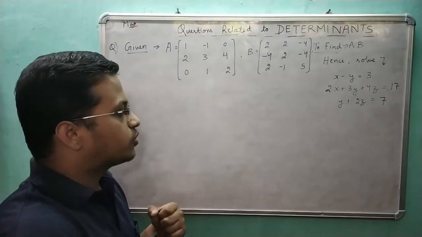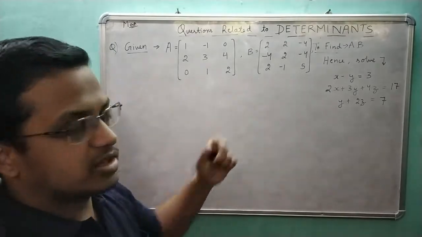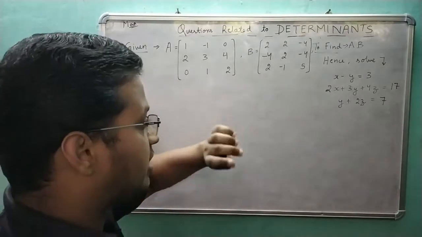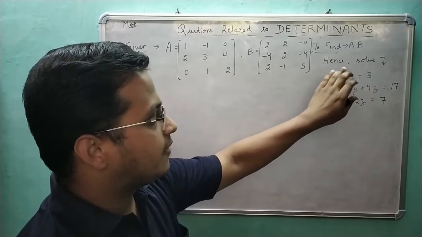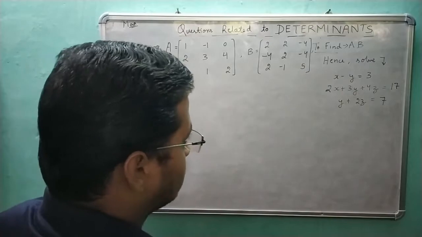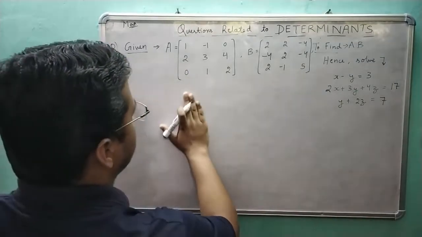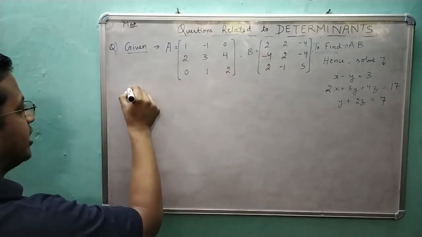Okay, so in this question, two matrices are given to us, A and B, of the same order. We have to find AB, and using that we have to solve those three equations. A very important question. So let's first find AB.